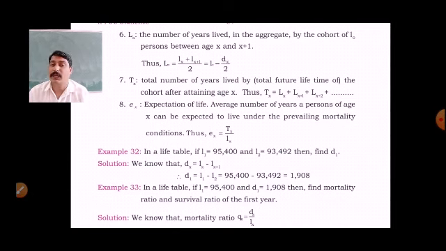The formula to calculate that is Ex is equal to Tx divided by Lx. Tx, as I said, is the more-than cumulative total, and we divide it by Lx for that particular age, that is, how many people are surviving. We take that in the denominator. Next come the problems, which we will solve on the board.